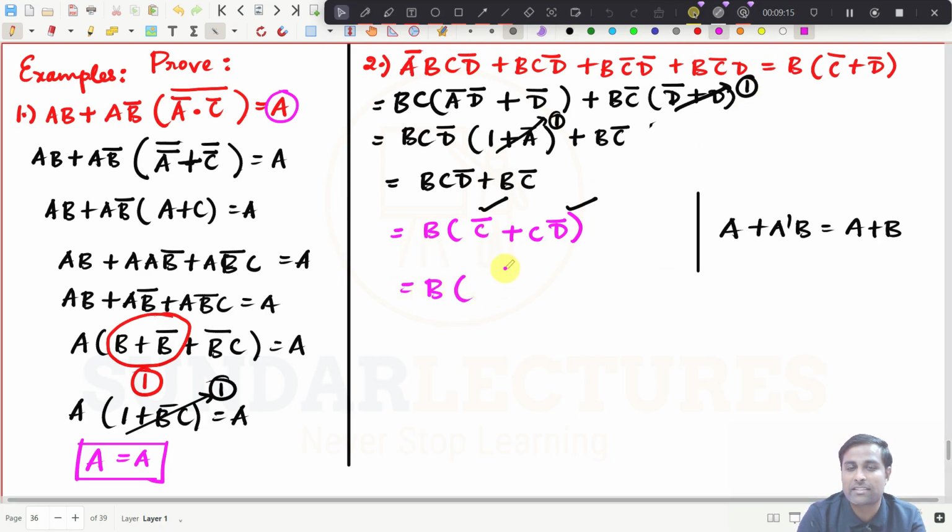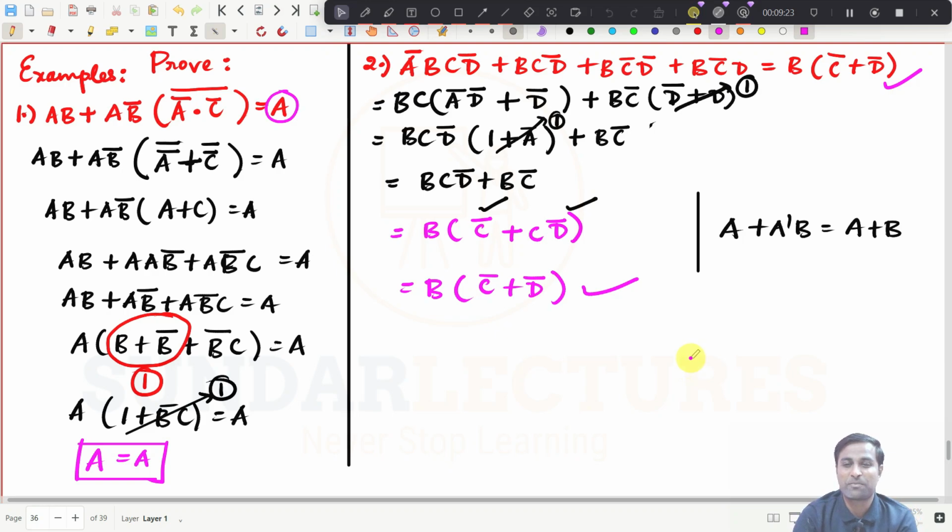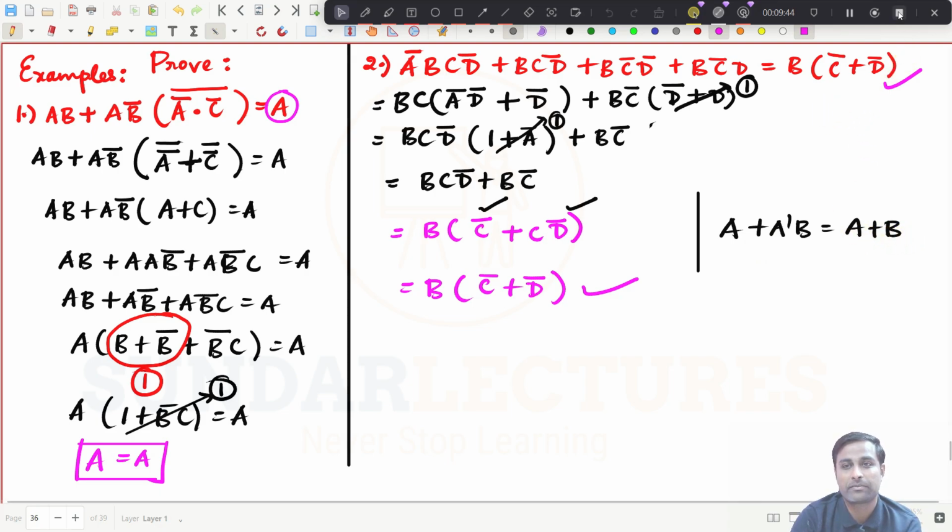Anyhow, see what you will have now. This can be written as: these two terms will be added straight away. So this is nothing but this Boolean function, right? Please remember this one: A plus A bar B, a term plus a complementary term multiplied with some other term, the complementary term will be eliminated. That is the whole idea, right?